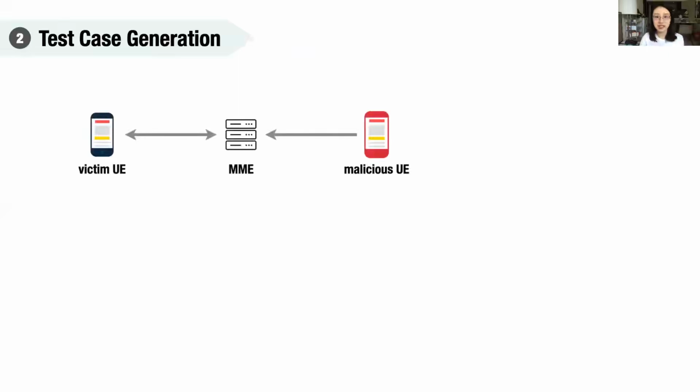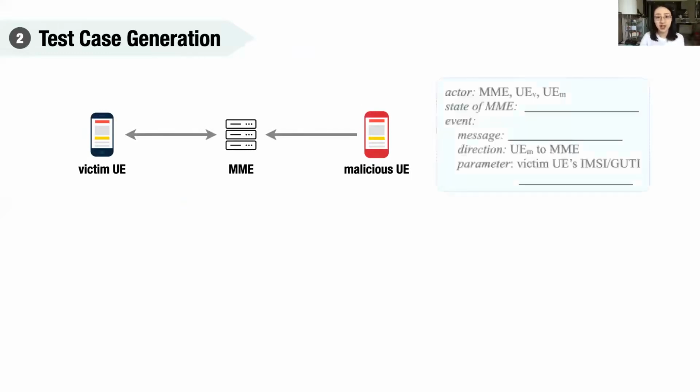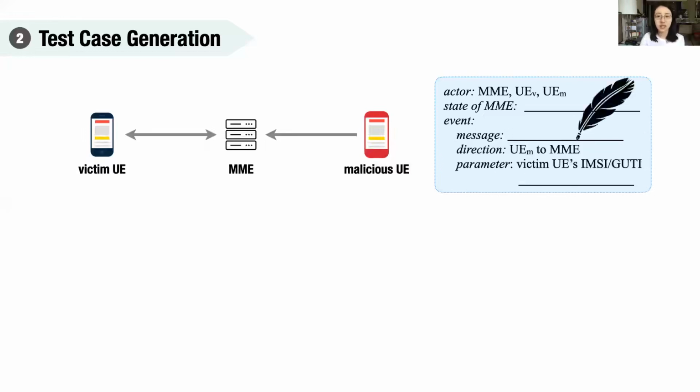Next, let's move to the second stage. For a given general threat model, like here, a malicious UE sends an attack message to the network to interrupt the communication between the network and the victim UE. We could have a test case template in advance. In our work, to generate a test case, our approach is to automatically extract a target state and a attack message from the hazard indicator to build the template.